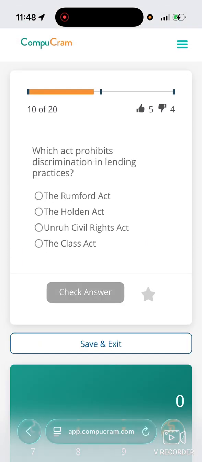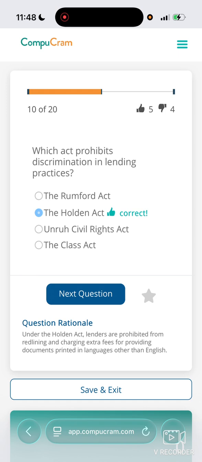All right, question number 10. Which act prohibits discrimination in lending practices? The Rumford Act, the Holden Act, UNRRA Civil Rights Act, the Class Act. Well, it's either the Holden Act or the Rumford Act, because that's also, let's see, I think it's the Holden Act. Yep.